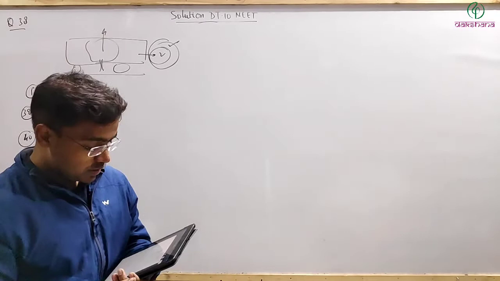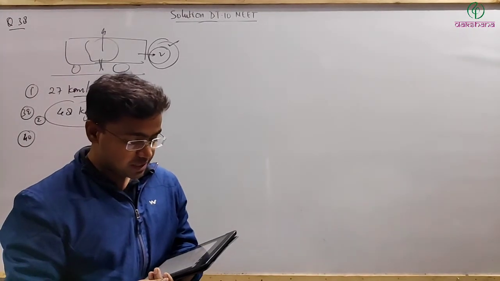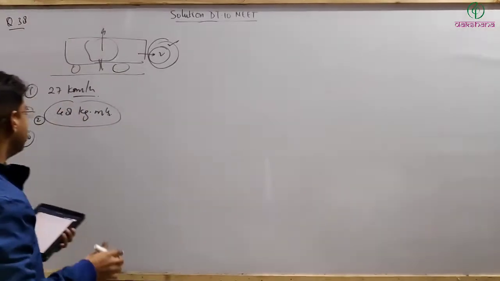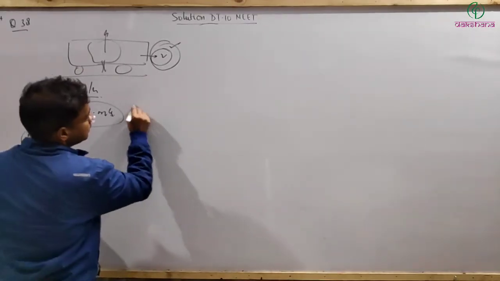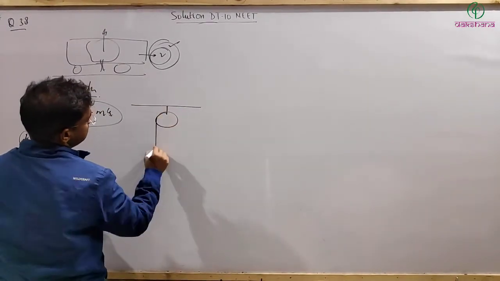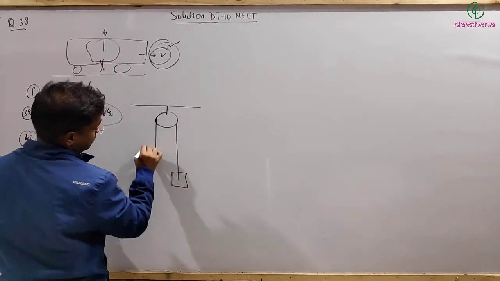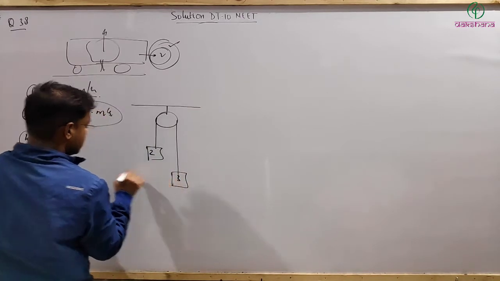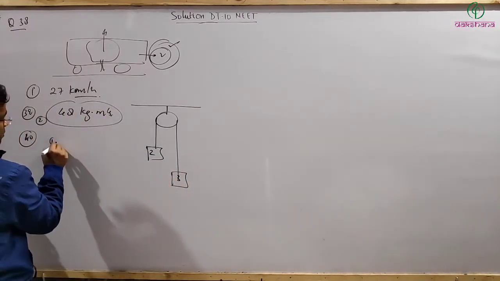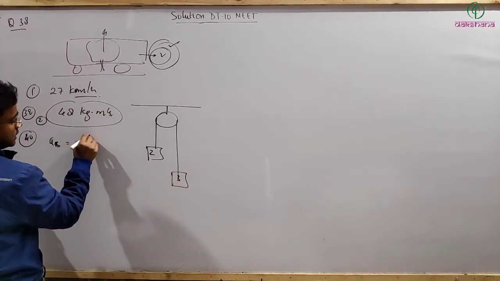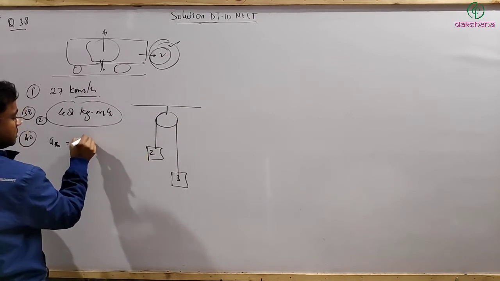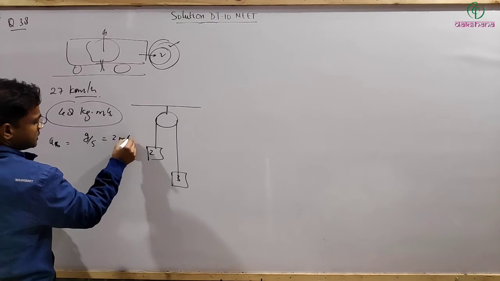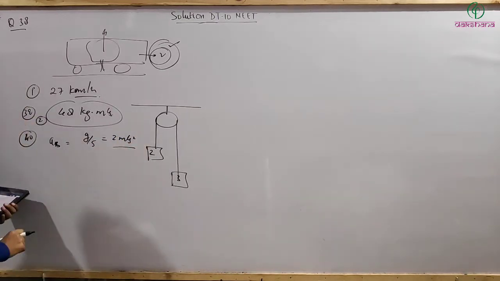If blocks shown in the figure are released from rest, find the distance traveled by the center of mass in 5 seconds. तो यहाँ पे पहले अपन कैलकुलेट कर लेते हैं. This is the system, okay, and masses are given 2 kg, 3 kg. So acceleration of each block will be equal to what? So this is 3g minus 2g divided by 5, so it's g by 5, that is equal to 2 meter per second square. Acceleration of each block.